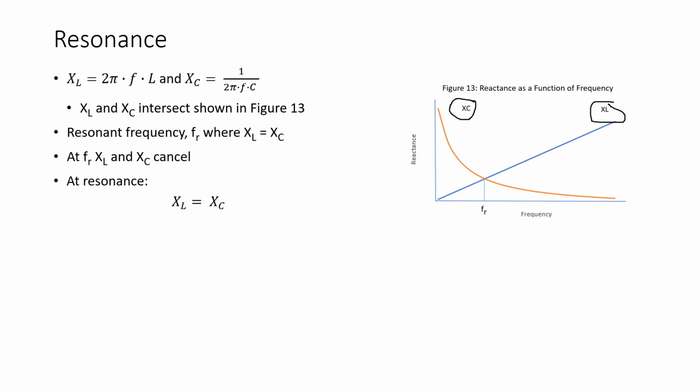So at resonance, if X sub L equals X sub C, I can substitute for X sub L 2 pi times F sub R times L, which would equal 1 over 2 pi times F sub R times C. We're simply setting X sub L and X sub C to be equal to one another. So if I rearrange this equation and solve for F sub R, I get that the resonant frequency is equal to 1 over 2 pi times the square root of L times C.